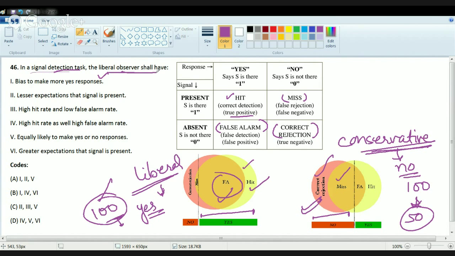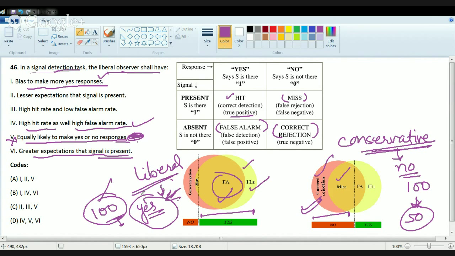So liberal observers are more biased for yes responses. They have high hit rate and high false alarm rate. That is correct. Equally likely to make yes or no responses, that is not correct, sorry, not this one. The greater expectation that the signal is present, because they are liberals. Since they are saying yes, they feel that there is always a signal present. So 1, 4 and 6 are the correct options. So B is the correct answer for this question.